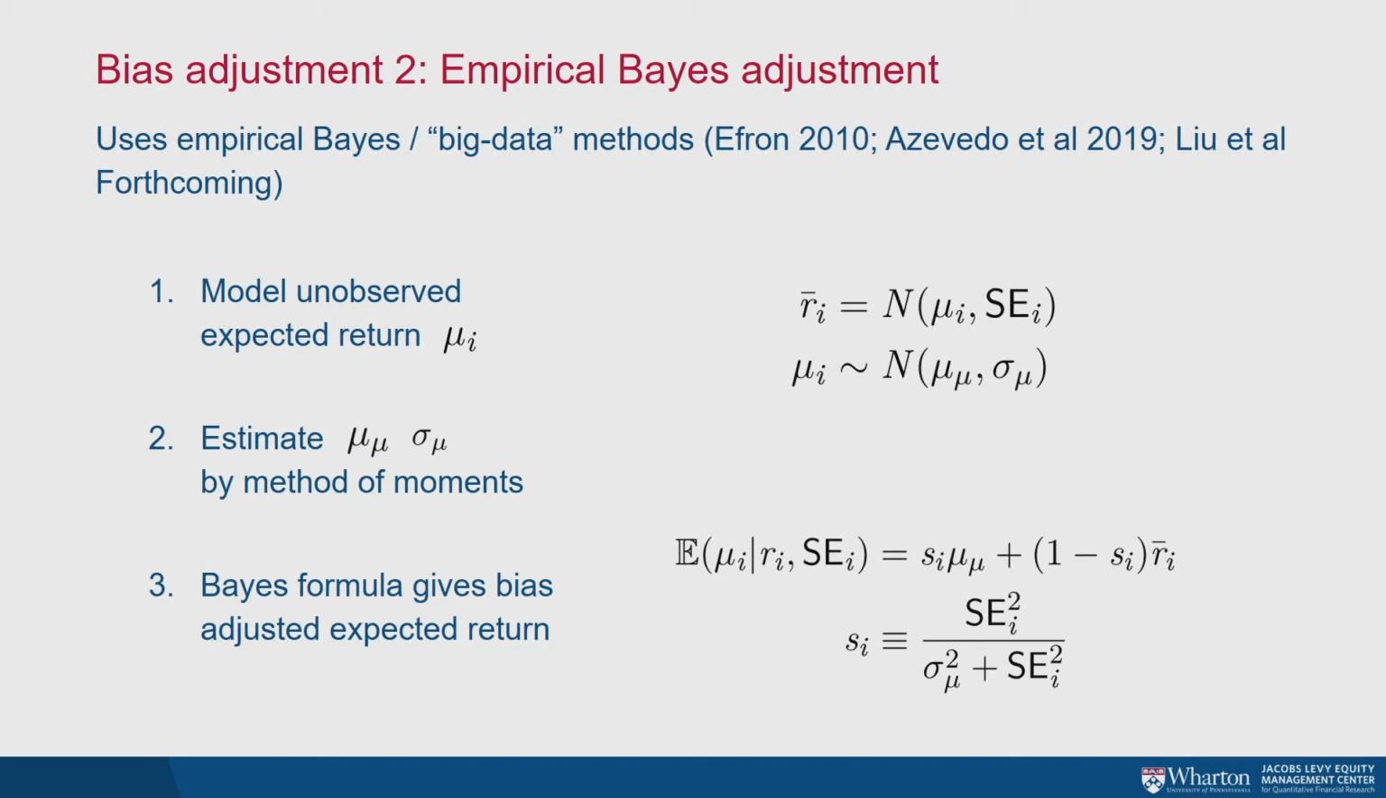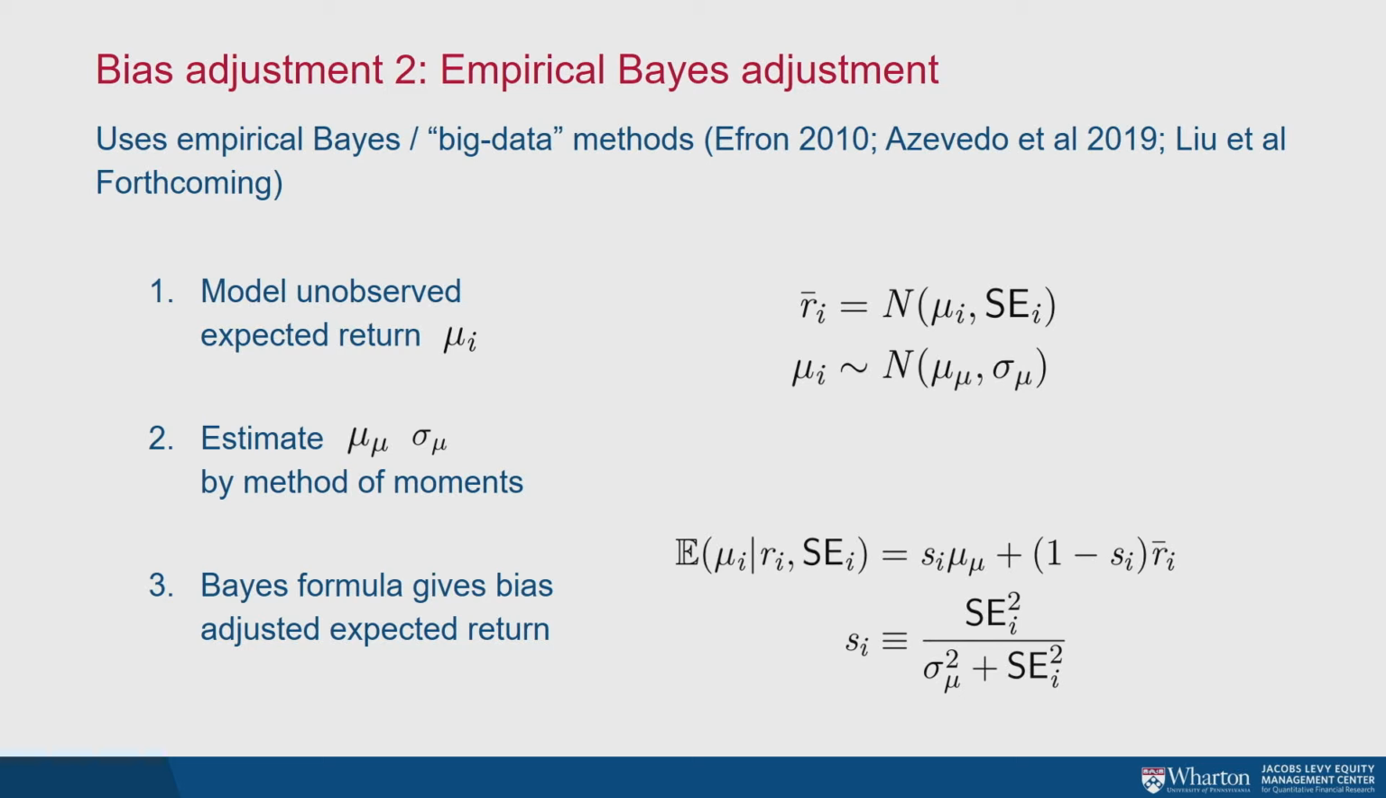Normal is just the simplest thing you can do. And then Bayes formula tells you how to do the bias adjustment. Bayes formula tells you that you should shrink those large expected returns towards the grand average. And how much you should shrink depends on that formula down there. And critically, it depends on the dispersion of expected returns.